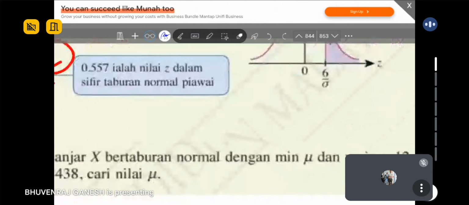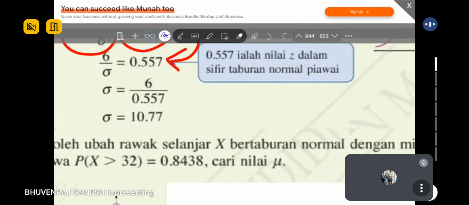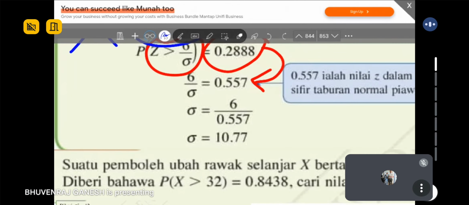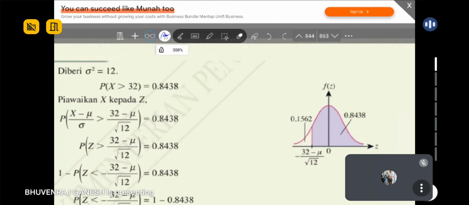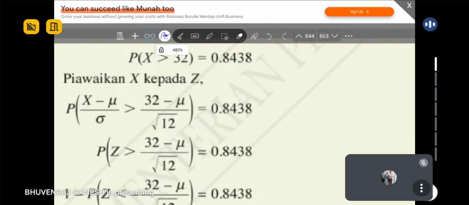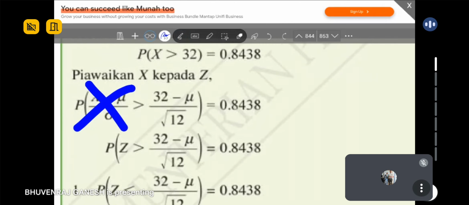Okay, so they tell you X is normally distributed, with mean and variance. Again, same type of question. They give you the information, they ask you to find the mean. So again, you can use the same formula, like what I showed you just now. This part over here, as I said, no need to write. You directly use Z equals X minus mean over standard deviation.